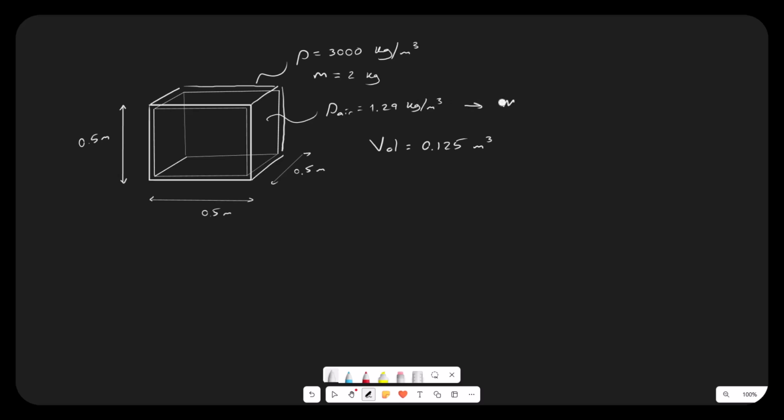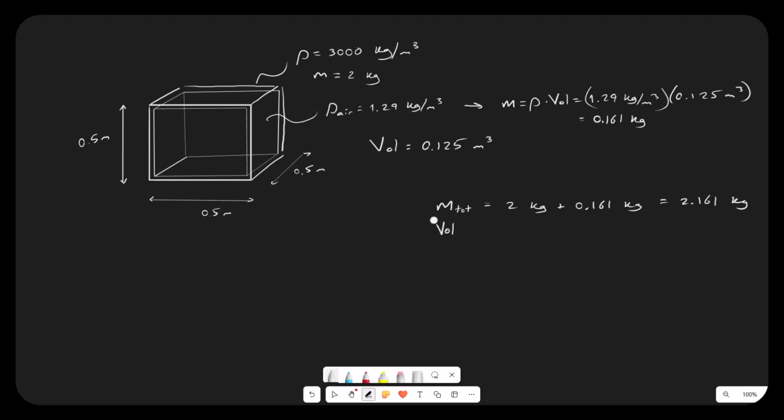So the amount of air we have in here, mass is density times volume, is going to be our 1.29 kilograms per cubic meter times our volume. And that works out to be 0.161 kilograms. We also had our 2 kilograms from the shell of metal itself, so our total mass is going to be 2 kilograms plus 0.161 kilograms equals 2.161 kilograms.